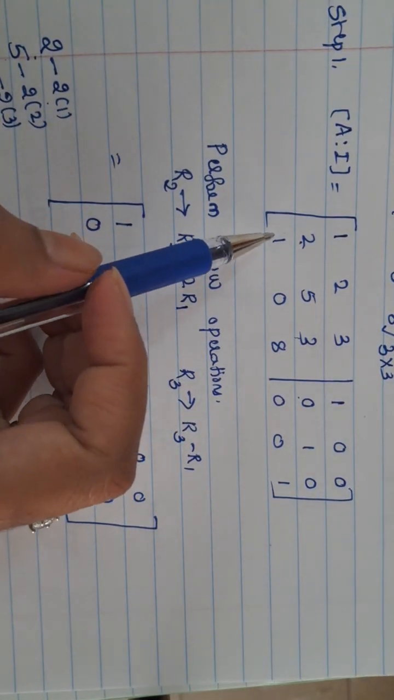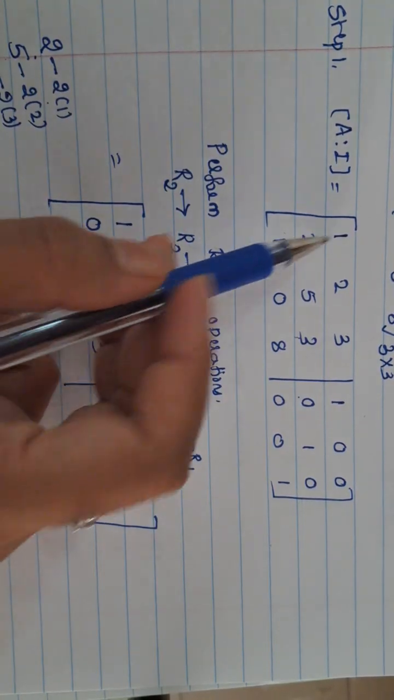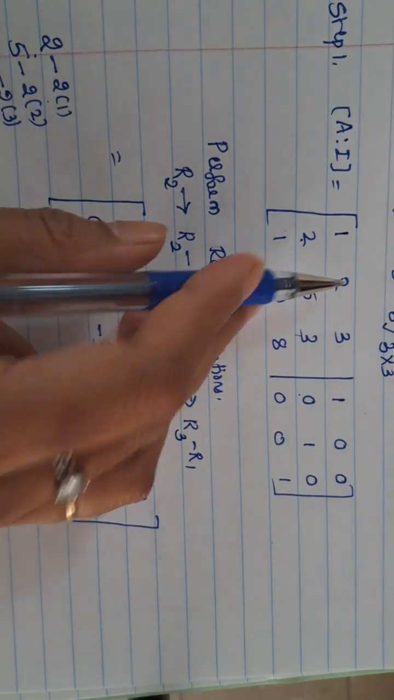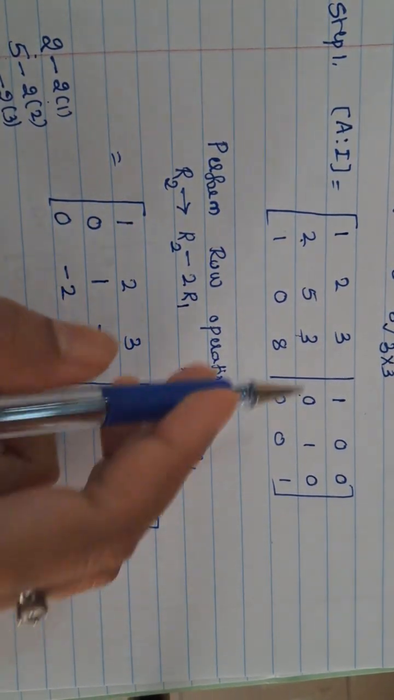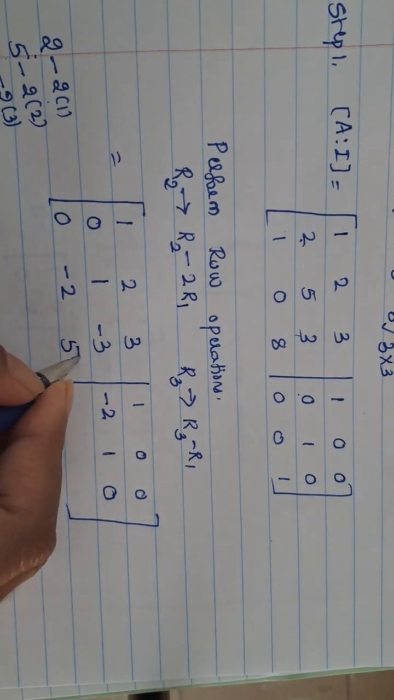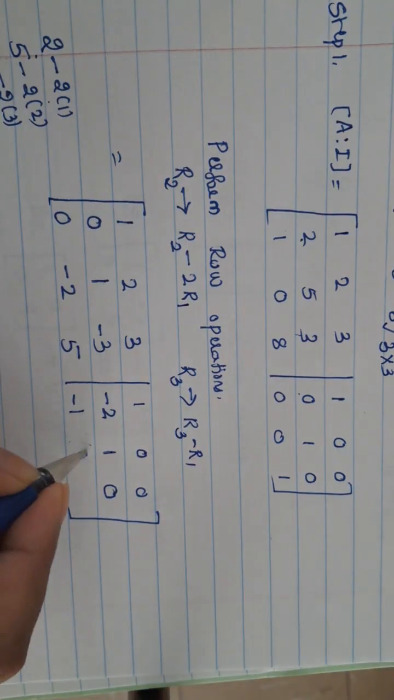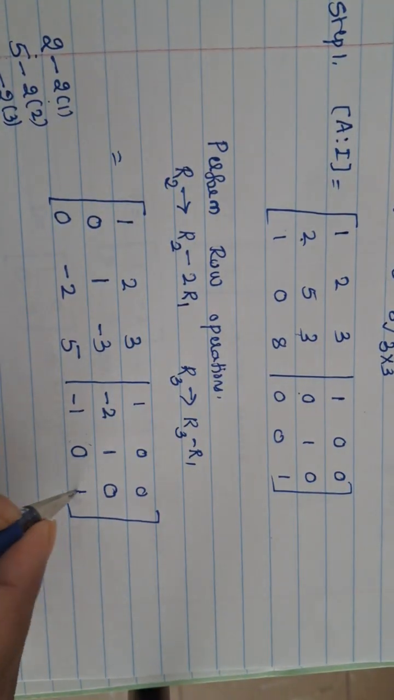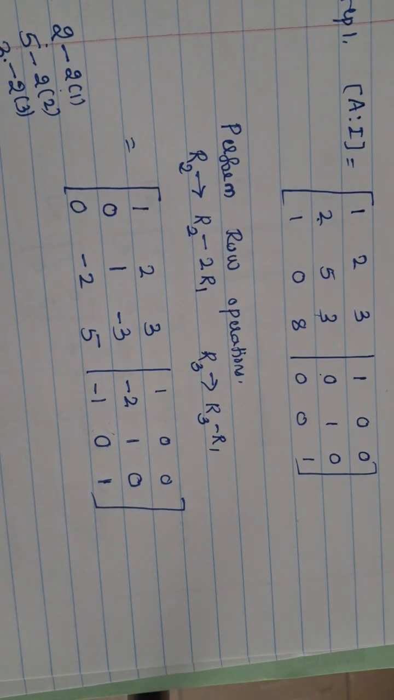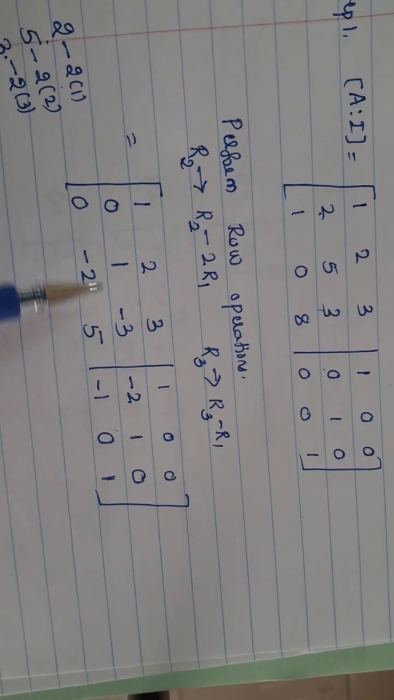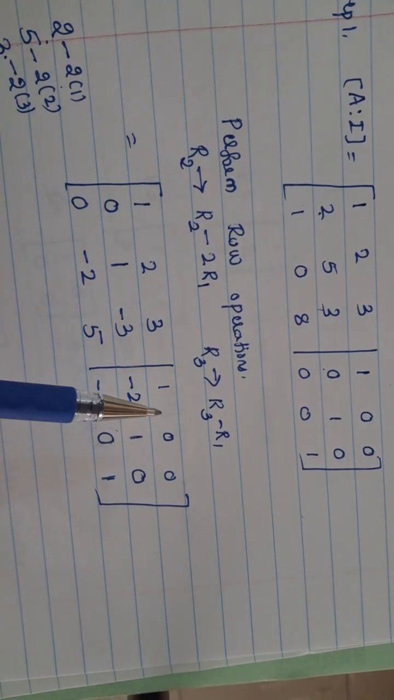Similarly, here it is simple because R3 minus R1 we have to do. 1 minus 1 is 0. 0 minus 2 will be minus 2. 8 minus 3 will be 5. 0 minus 1 is negative 1. 0 minus 0 will be 0. 1 minus 0 is again 1. So this is our given matrix after doing this particular operation.